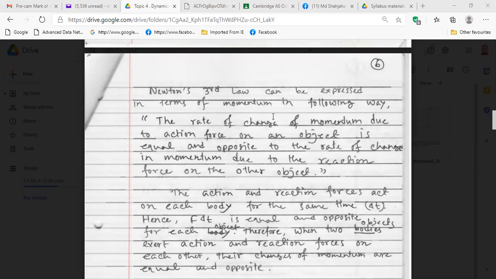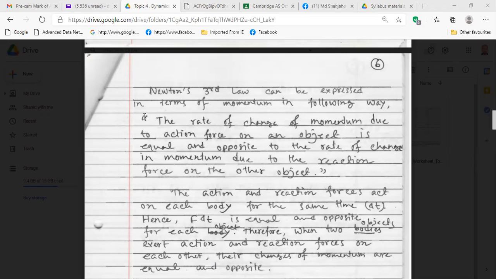It is stated here. Can you read, Navid? Newton's third law can be expressed in terms of momentum in the following way: the rate of change of momentum due to the action force on an object is equal and opposite to the rate of change in momentum due to the reaction force on the other object. So it's clear, right? Yes, sir.